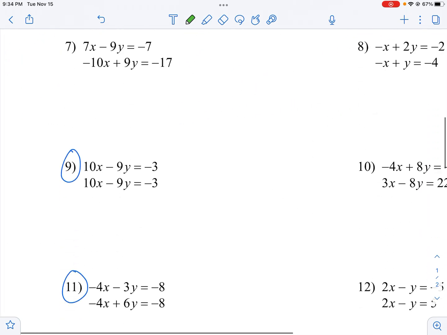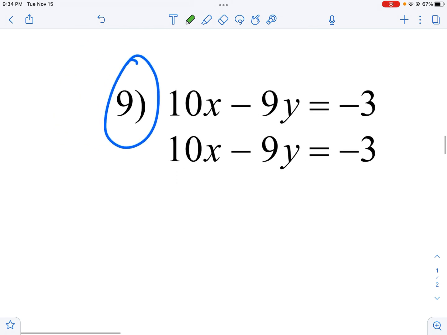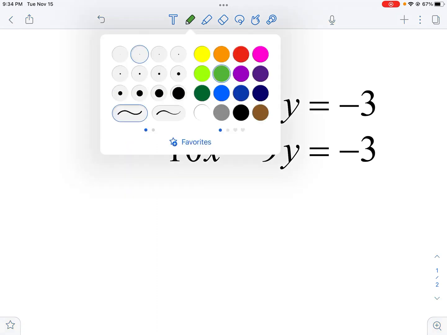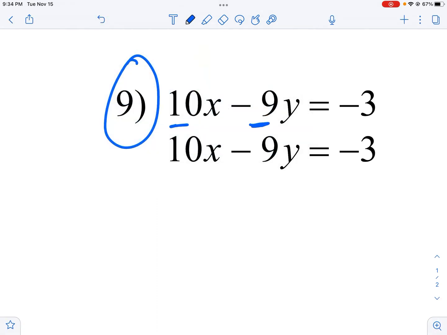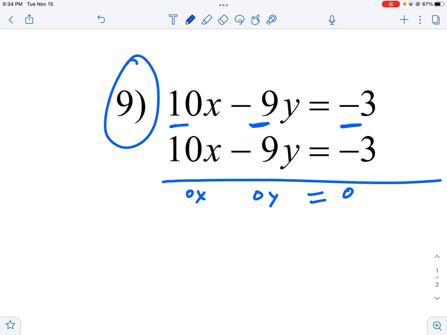I want to jump to another one that's a little different. Jump down to 9. Again, think about what you would do to eliminate one of your variables. Hopefully you came up with the idea of just subtracting the equations. Because 10x minus 10x would give you 0x. Awesome, let's do that. We got 0x. Negative 9 minus negative 9 also gives you 0y. And that's going to give me 0. Well, 0x is 0, and 0y is 0 as well. So we got 0 plus 0 equals 0.